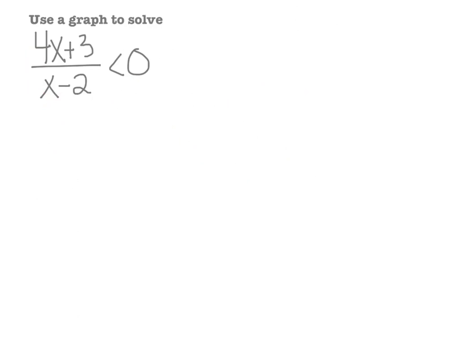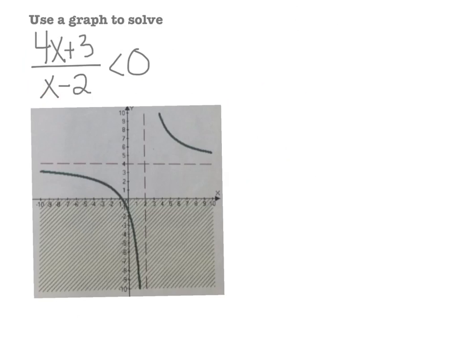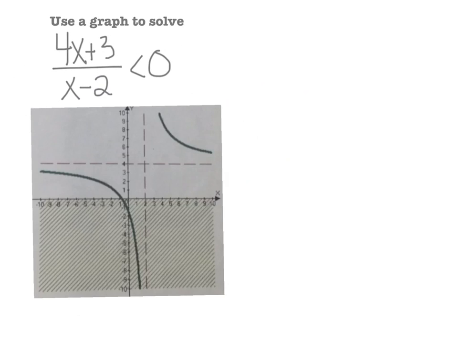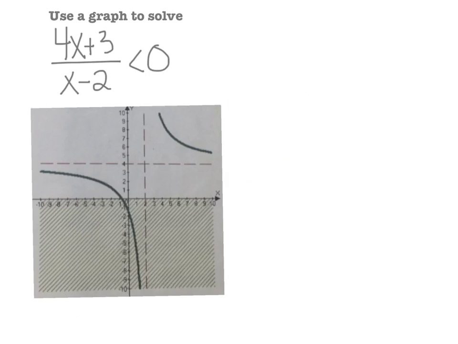So we're going to look at the graph. It's going to look like this. I've got the asymptotes in here, and I've actually shaded where the graph is less than 0. It's underneath the x-axis. So what we want to do is figure out what part of our graph is in the shaded part. So it's all of this.